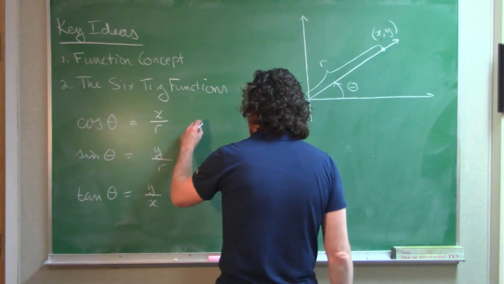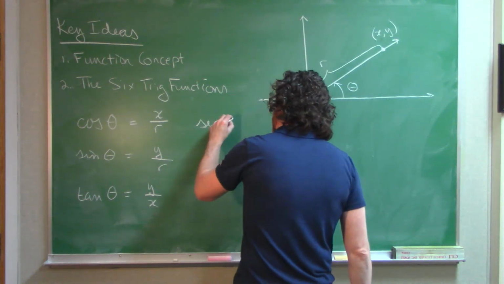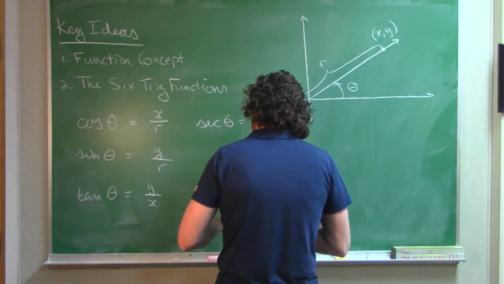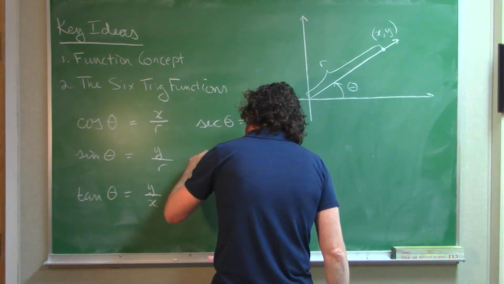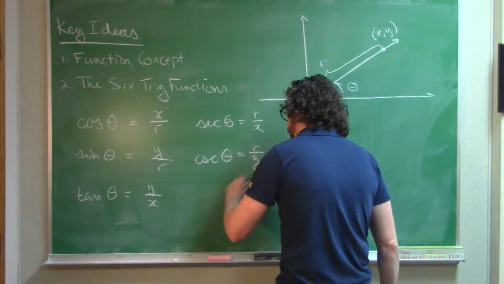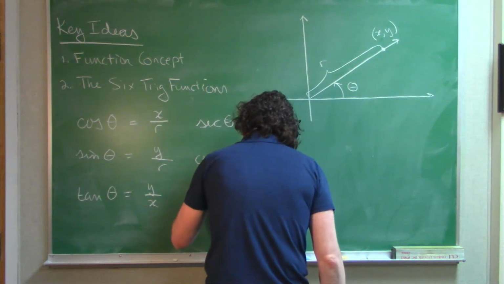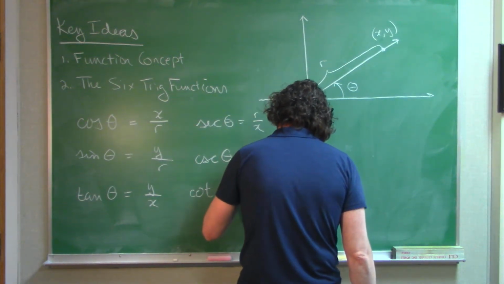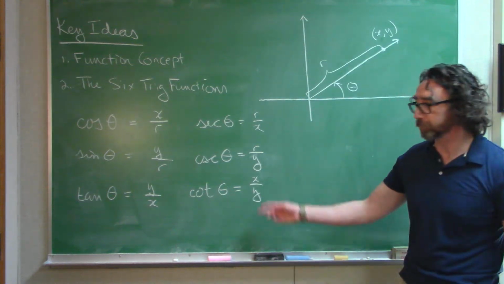The remaining trig functions: secant theta, r over x. Cosecant theta, r over y. Cotangent theta, x over y. All right?